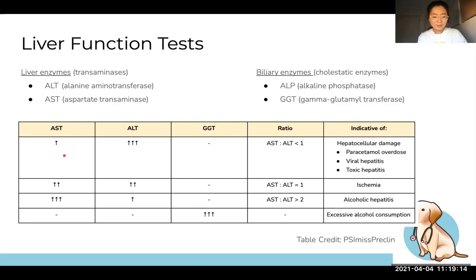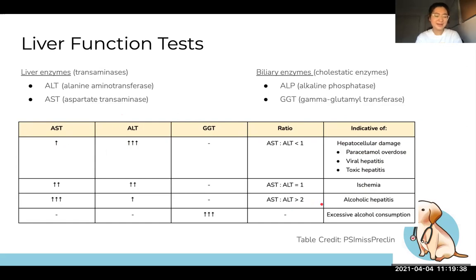One more thing that we often look at is the ratio between AST and ALT. If the ratio between AST and ALT is less than 1, that's usually indicative of hepatocellular damage, so paracetamol overdose, viral hepatitis, or toxic hepatitis. If they're equal, it's usually ischemia. If it's greater than 2, alcoholic hepatitis.